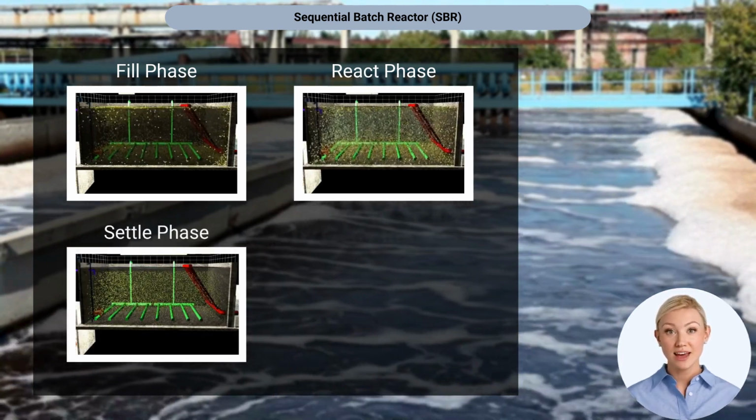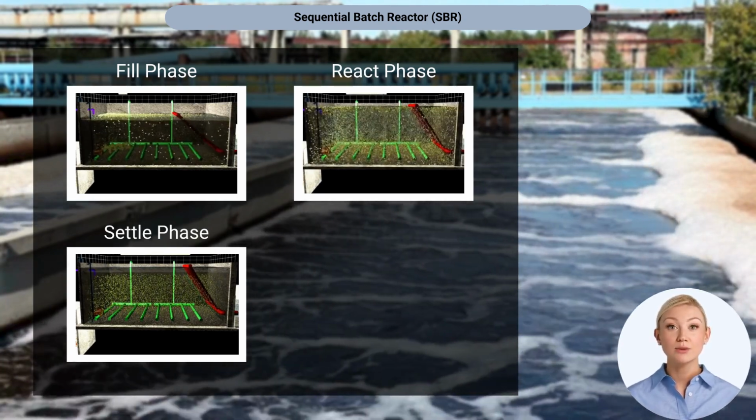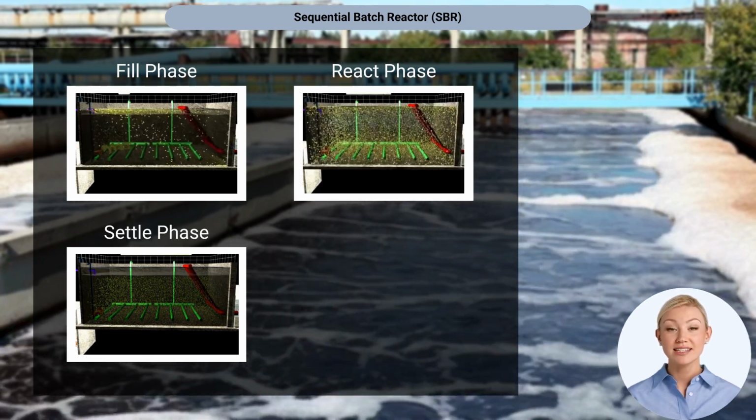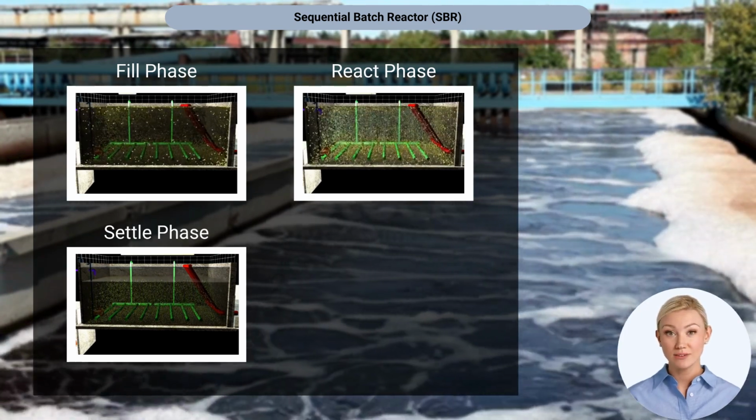Then the settle phase arrives. The air goes silent and everything slows. Microbes, now heavier with their work done, settle to the bottom as sludge. Above them, a clearer layer of treated water forms.